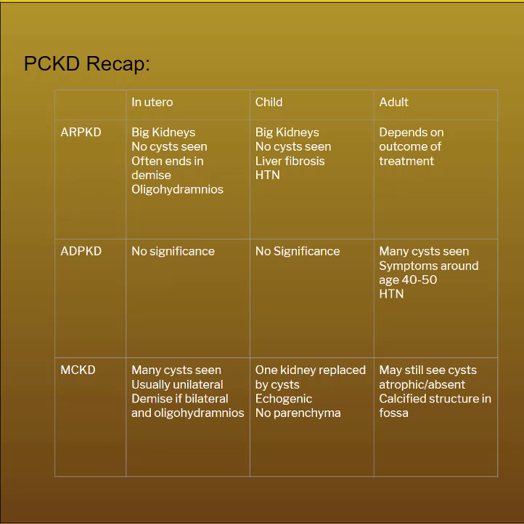Multicystic kidney disease then, we are going to see a bunch of cysts and we're going to be able to see those in utero. If it's only one side, that's fine, that's compatible with life. If it's bilateral, it ends in demise, again because of oligohydramnios. If it is unilateral in the child then, again we are going to see multiple cysts replacing the kidney. And as an adult with multicystic dysplastic kidney, we are going to see a very, very tiny kidney, possibly even absent appearing, or a calcified structure in the renal fossa.